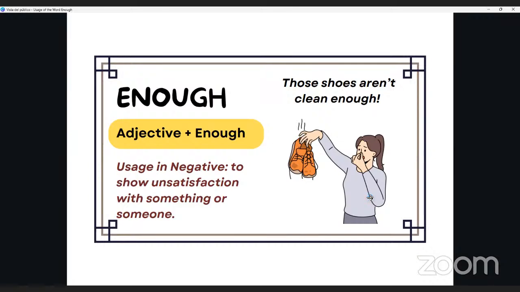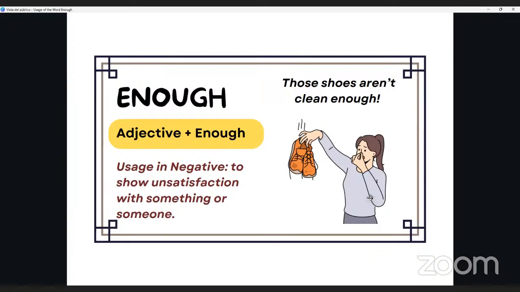Yes. Adjective plus enough. Usage in negative, to show unsatisfaction with something or someone. Those shoes aren't clean enough. Very, very good. Thank you, Emily. So right here, this one does have the negative connotation because it's in negative, it has a negative sense.